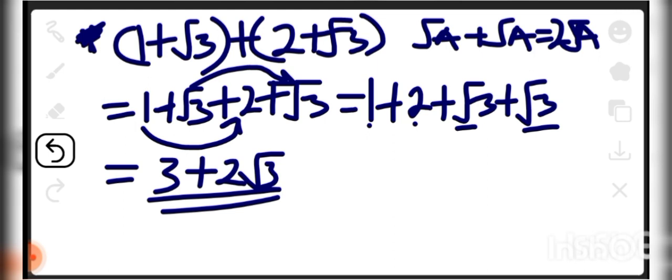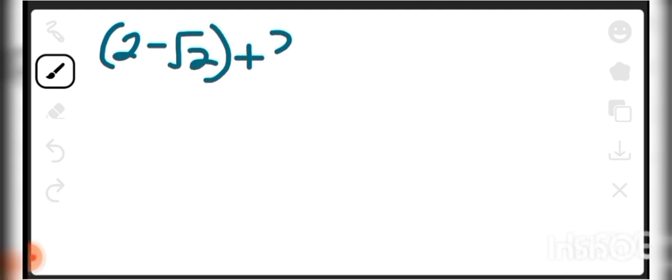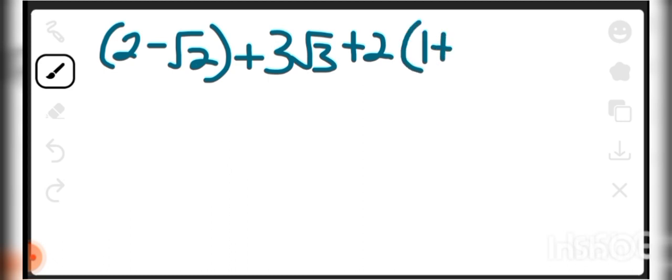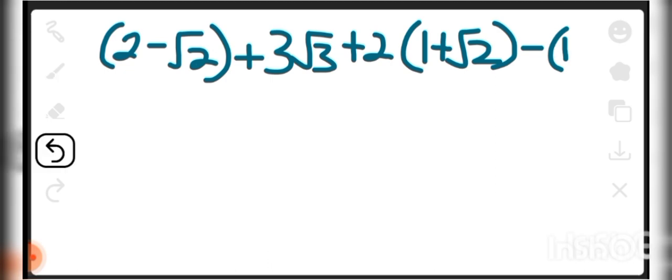Now let's look at another one. Let's say we have 2 minus root 2 plus 3 root 3 plus 2 bracket 1 plus root 2 minus bracket 1. Okay, the thing is getting too long, so let's just solve this.